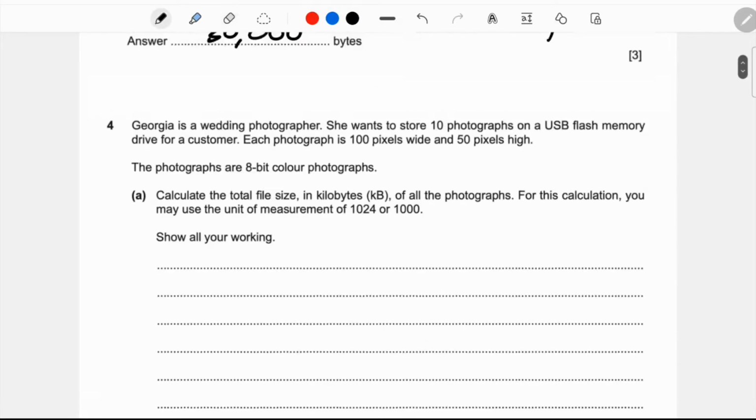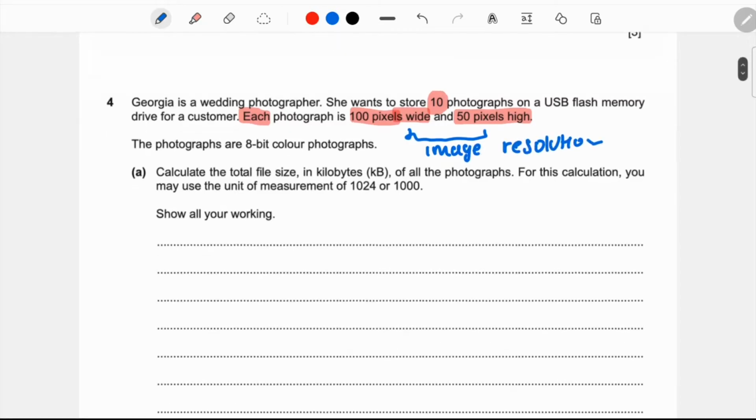Let's look at this question now. Georgia is a wedding photographer and she wants to store 10 photographs. So I think in the end we'll have to multiply by 10 because we will calculate the image resolution for one and then multiply by 10. Each photograph, look at this, is 100 pixels wide, 50 pixels high. So this right here is the image resolution.